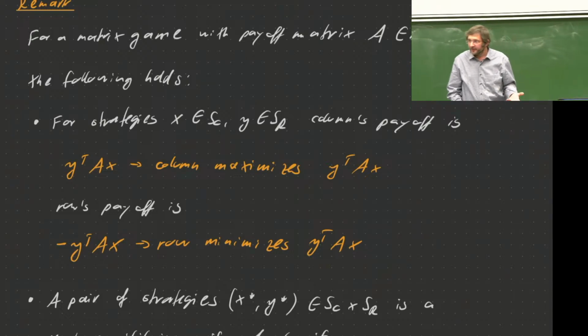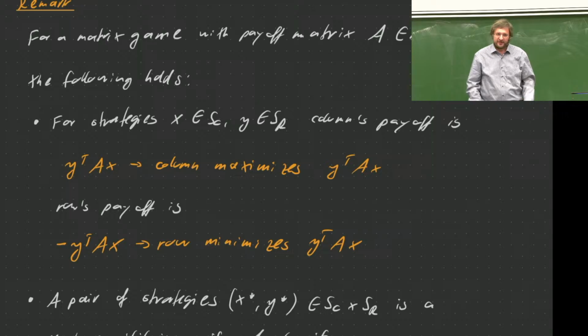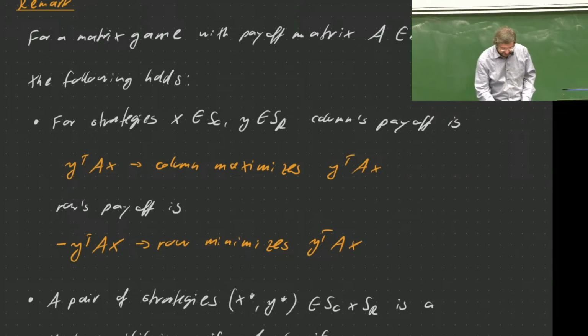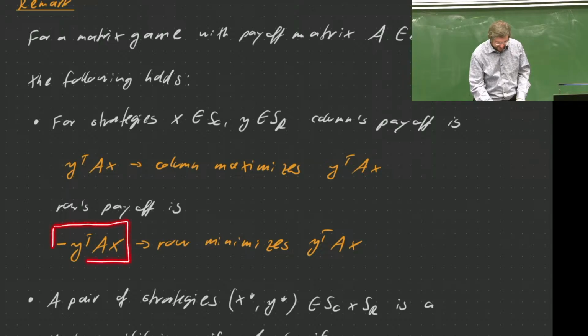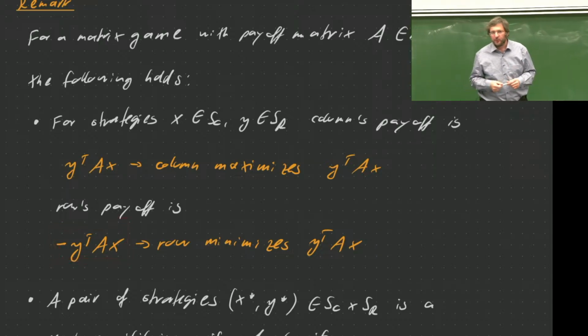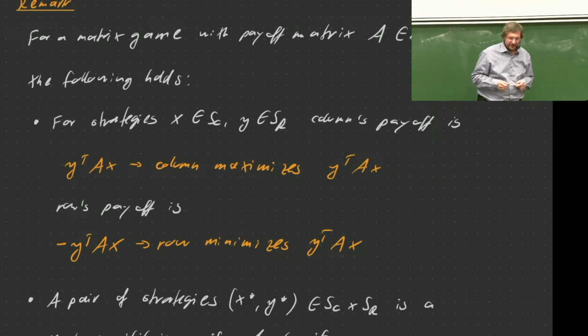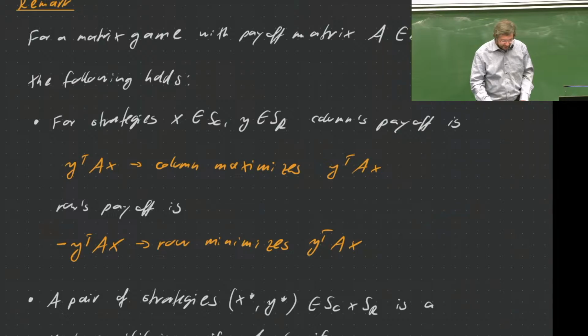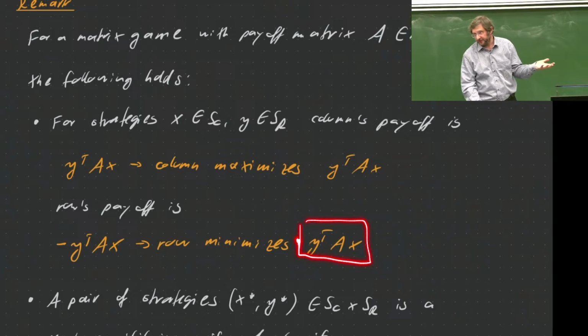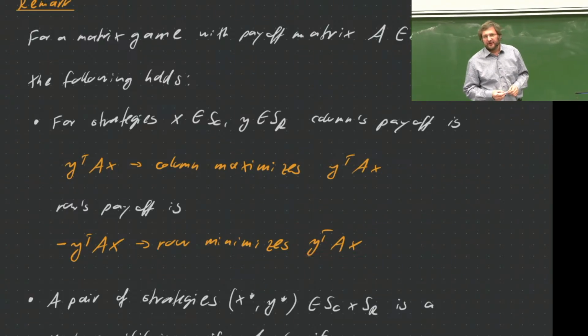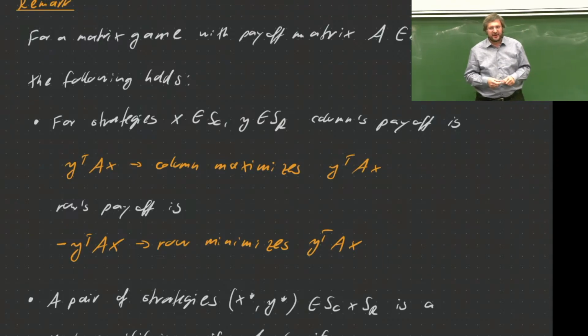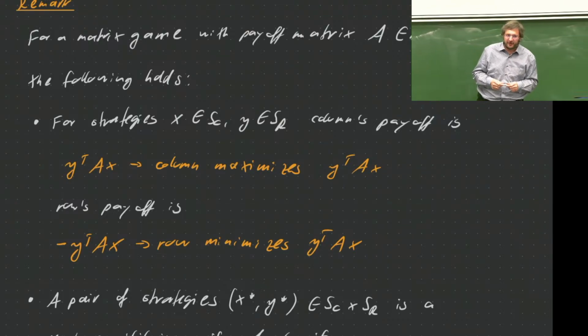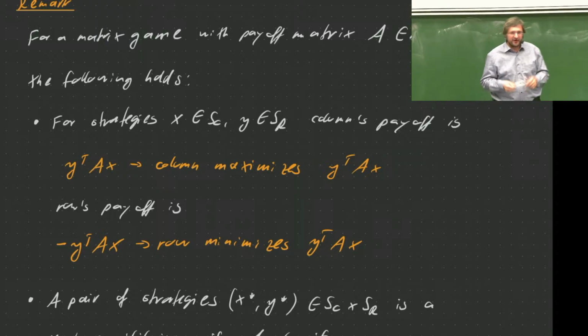The column player tries to maximize this. Right? This is the payoff he will get. So his goal is to maximize that payoff. The row player, of course, gets the negative of that payoff. So in other words, he has to pay what the column player gets. So you could also say the row player's goal is to minimize that payoff, or to maximize the negative of that. Right? So the column player wants a maximum possible payoff. The row player is interested in minimizing the payoff. Ideally, the payoff will become negative for the row player because then he gets paid something.